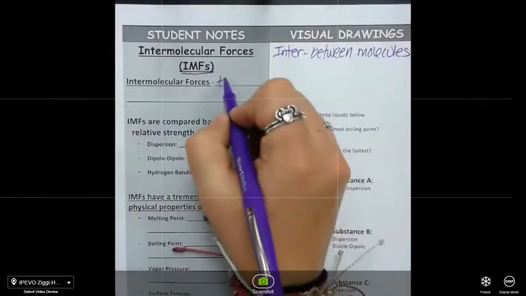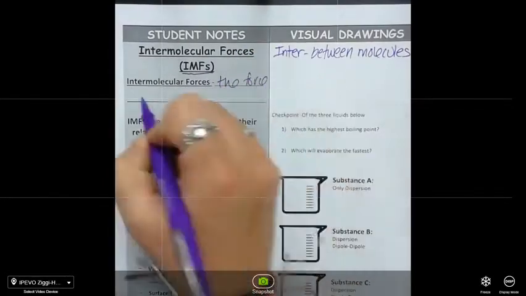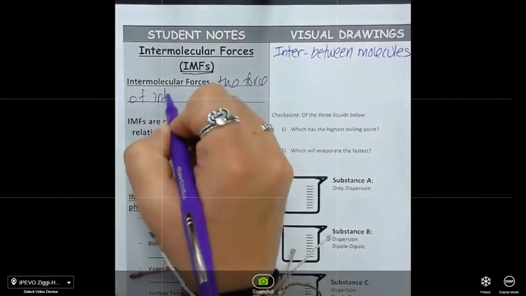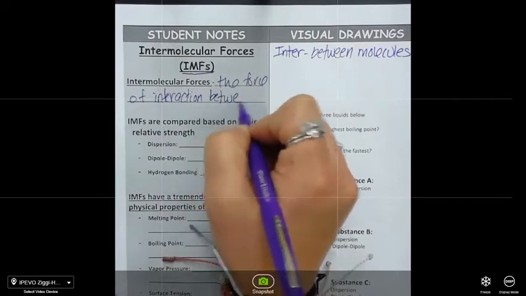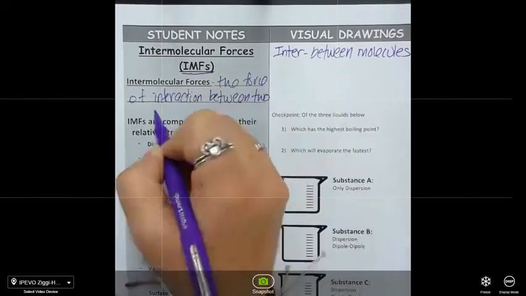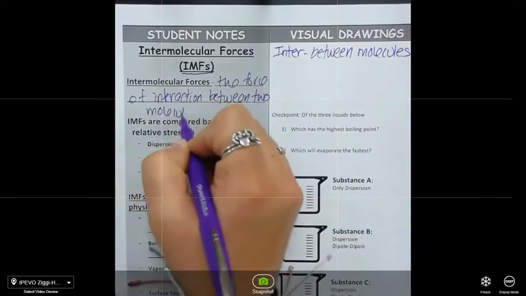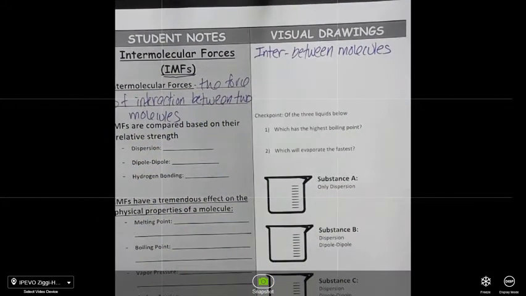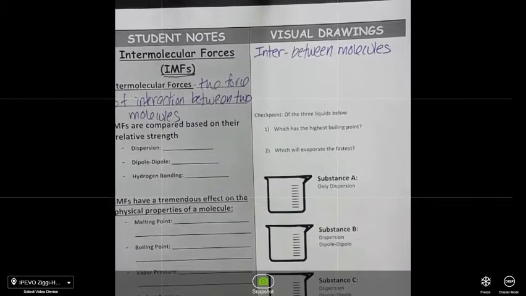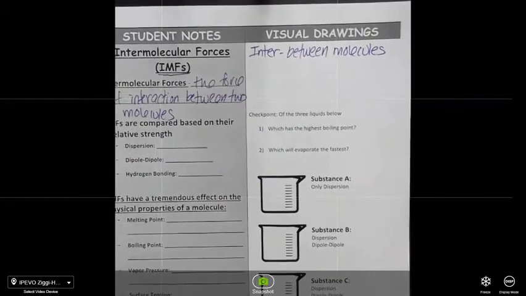Intermolecular forces are the force of interaction between two molecules. Okay, so I'm going to explain a little bit about intermolecular forces and then something else called intramolecular forces. So I'm going to flip to the back side of this so I can explain a little bit better.